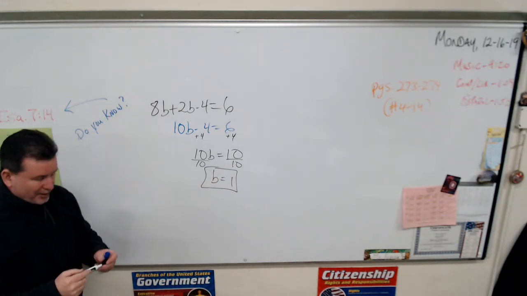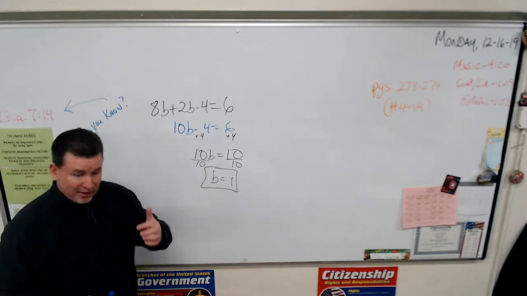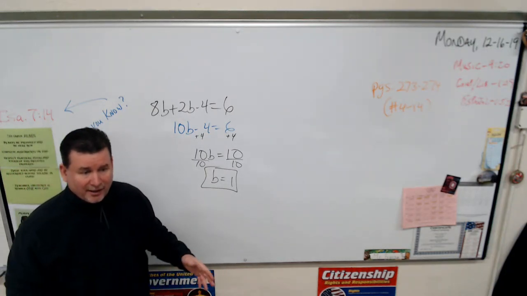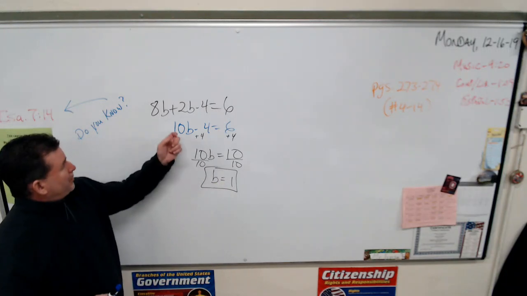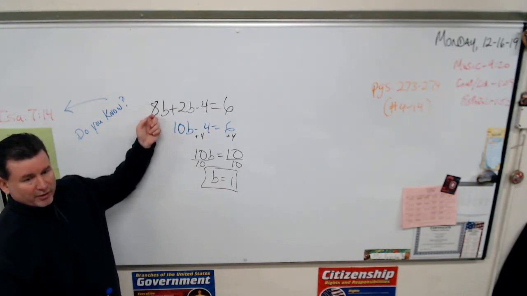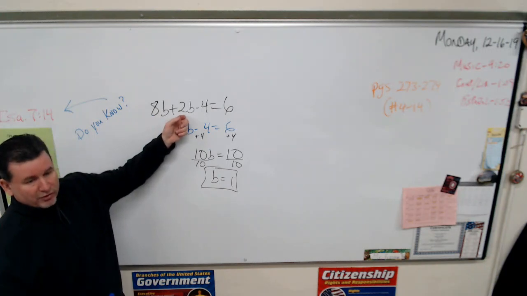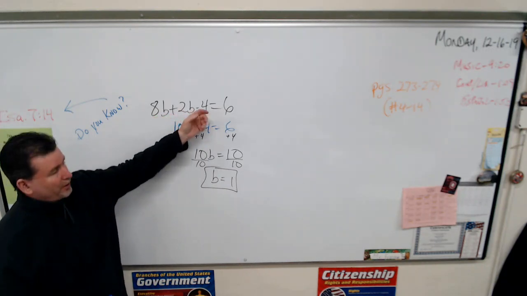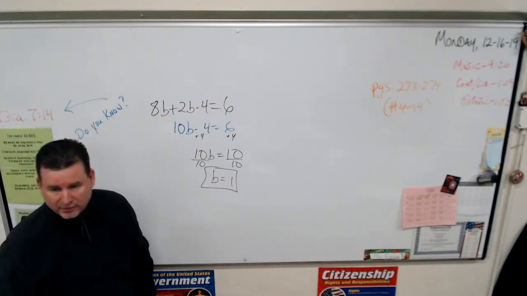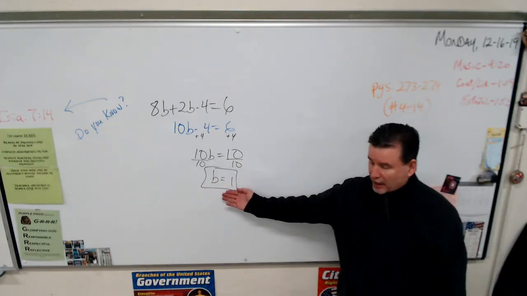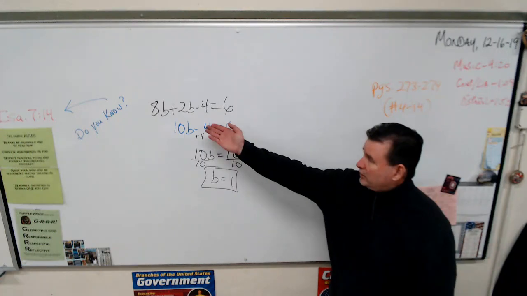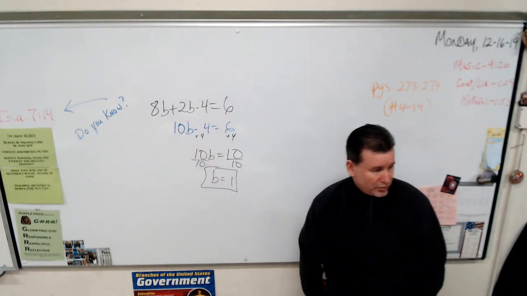Remember to always, I don't make you write down the check, but it's always a good idea. You should at least mentally check, right, Sid? If you take this 1 and put it up here in the original, 8 times 1 is 8. 2 times 1 is 2. 8 plus 2 is 10 minus 4 is 6. Then we did it right. If you replace what you got for your variable, it should make the original statement true.